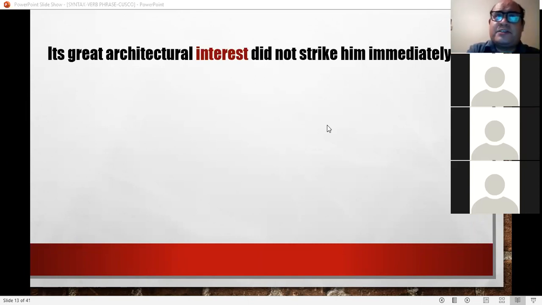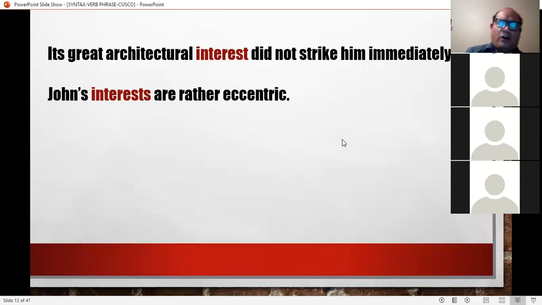Notice in the previous sentence, it wasn't a noun, it was a verb. Now it is a noun. Let's pass to the other one. John's interests are rather eccentric. Here, what is the function of this word? What type of word is this?